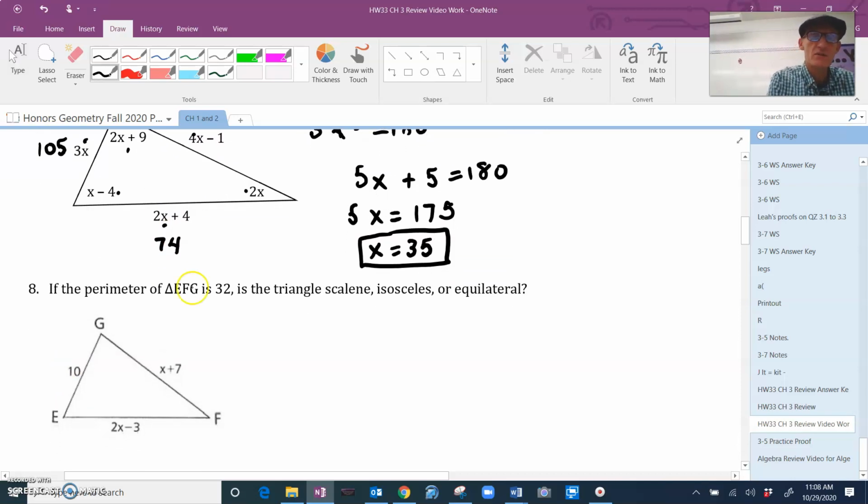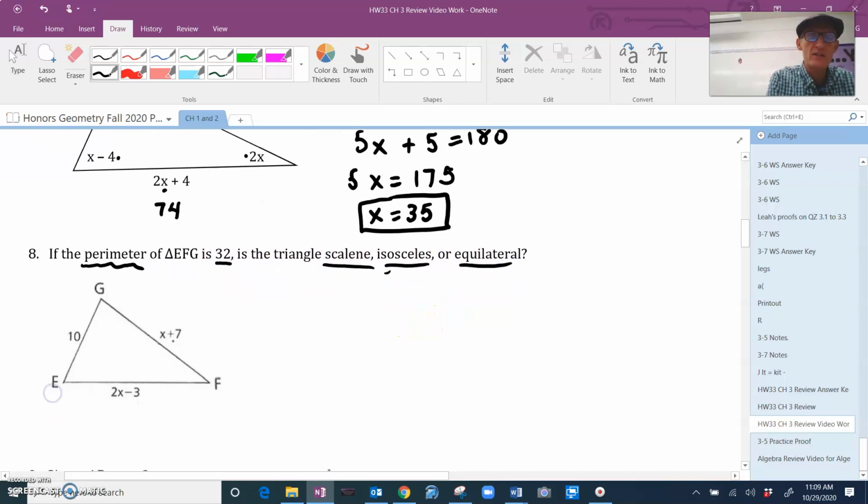Problem number 8, the triangle has a perimeter of 32, and then again we want to see if it's scalene, isosceles, or equilateral. So we add the three expressions together and set it equal to 32. So let's see, we have these two, 2x and 1x is 3x, and 7 minus 3 is 4, plus 10 is 14, and that's equal to 32. And if I subtract the 14, I get 3x is 18. That's great. And then x is equal to 6.